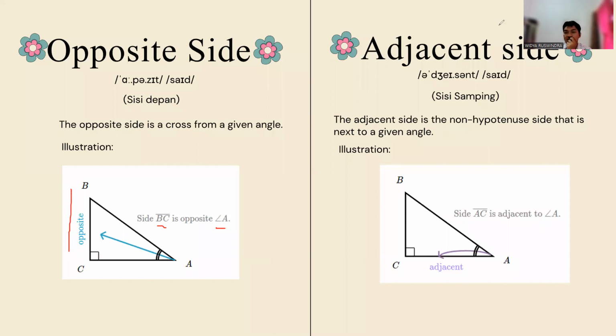And the next vocabulary is adjacent side. In Indonesian, we say sisi samping. The adjacent side is the non-hypotenuse side that is next to a given angle. This is side AC. Side AC is adjacent to the angle.